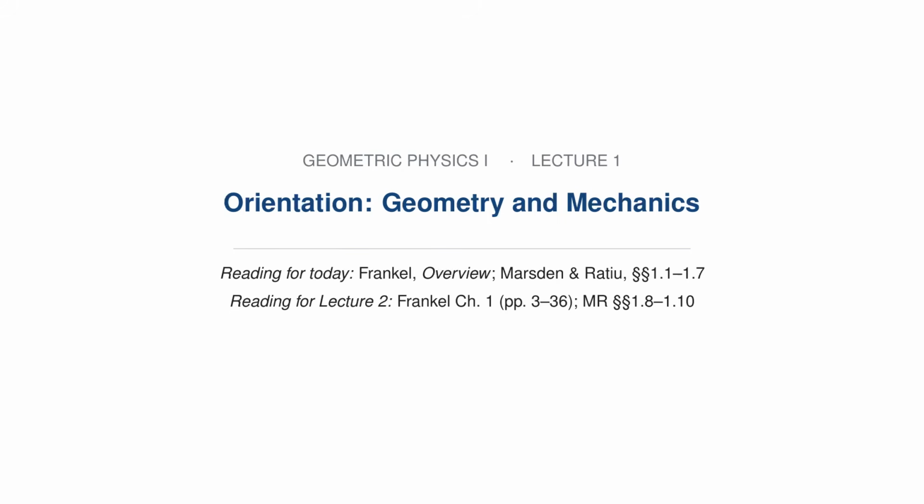Welcome to Geometric Physics. This is a two-quarter sequence, and over the next 20 weeks we are going to build the differential geometry that classical physics is actually written in and then use it. Today is orientation. There will be very little machinery and a lot of pointing at where we are going. The reading for today is the overview in Frankel and the first 7 sections of Marsden and Ratiu.